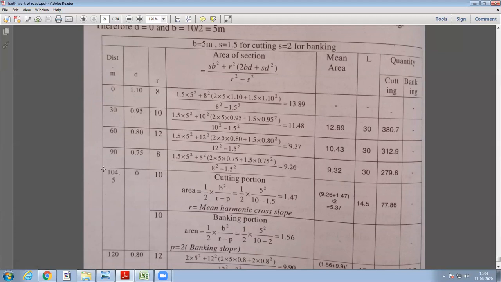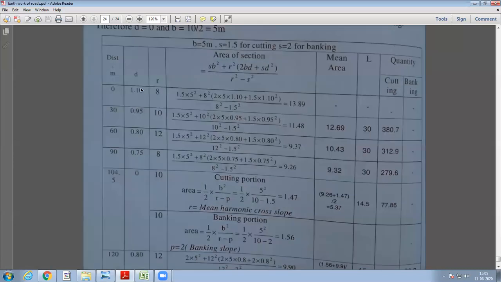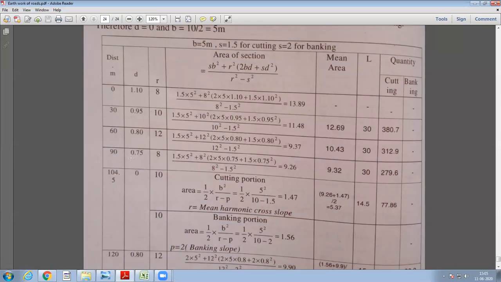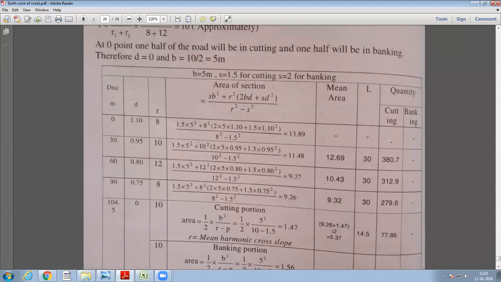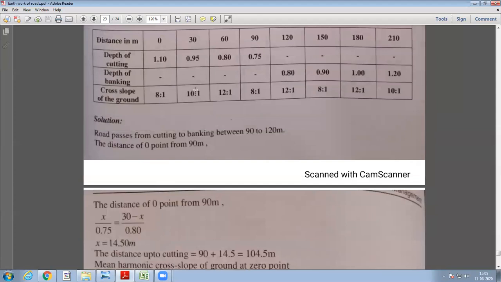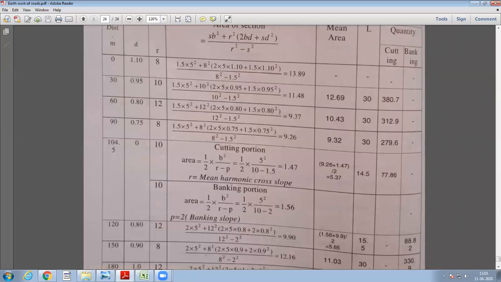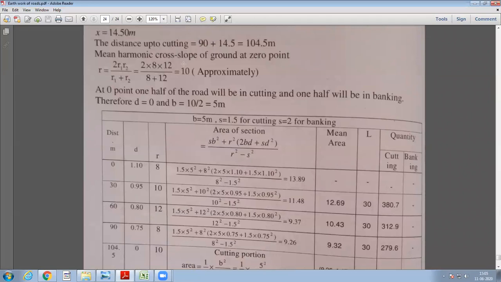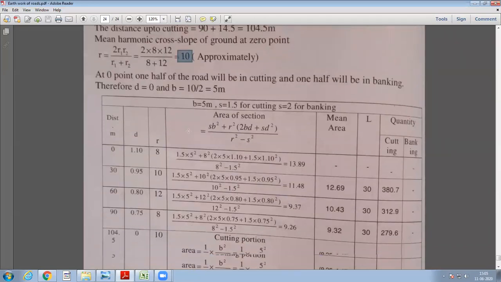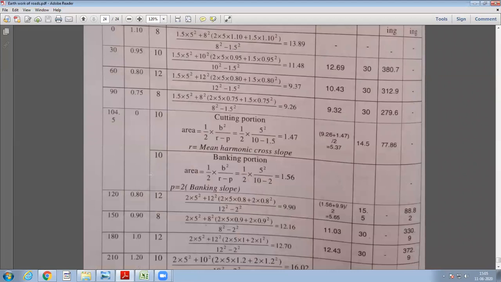Between 90 and 120 we have 104.5 where we have zero depth. This should change, you have to make a note. Depth as usual, correspondingly you can make a note of it. And R values, this is also from the data given here. These are the R values at each and every respective chain edge: at 0, 8, at 30, 10, at 60, 12, like this. The same thing you have to work out. This 10 is the mean harmonic slope, whatever we got, that 10 you have to put it here.